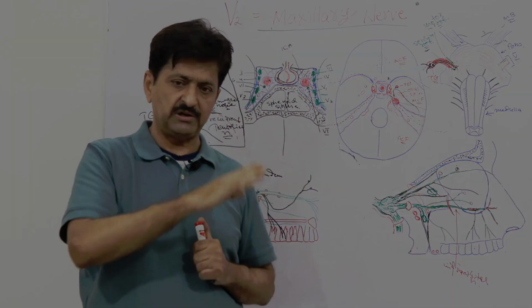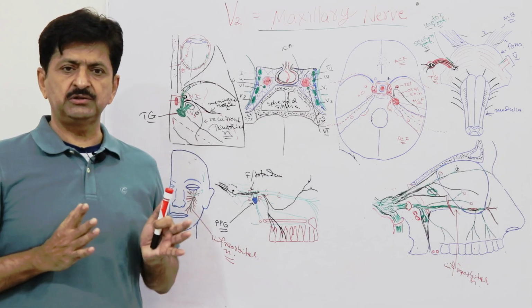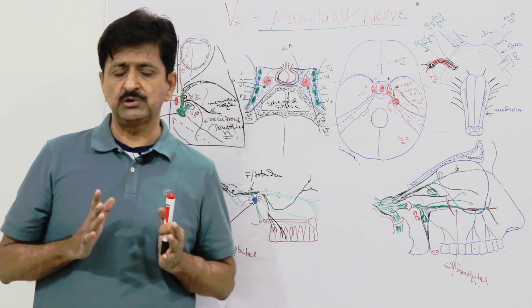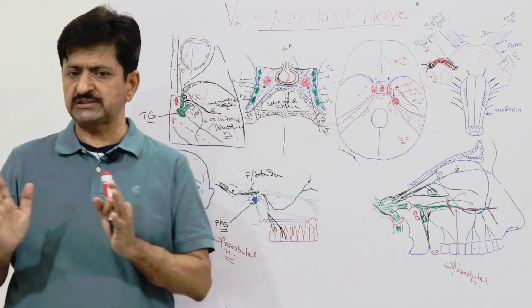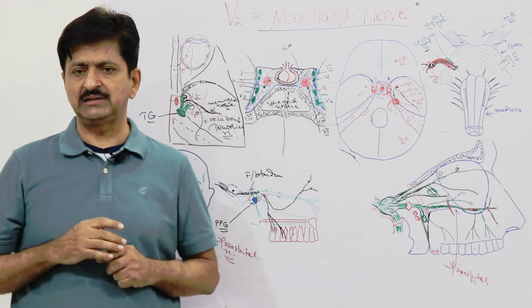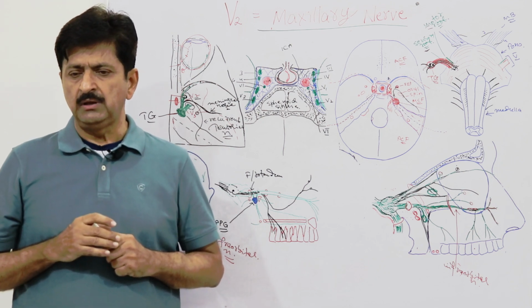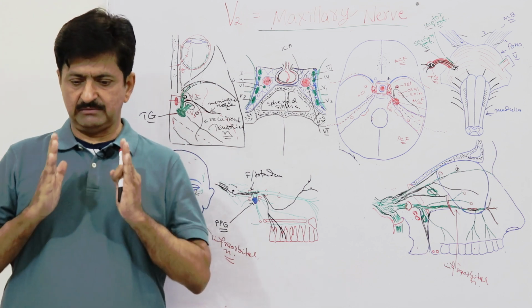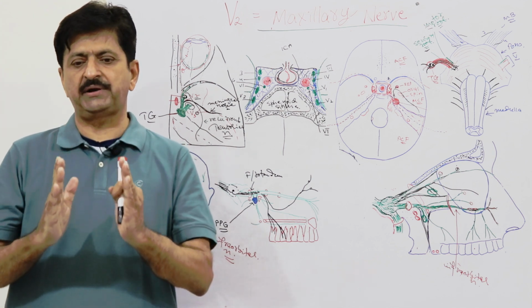purely motor nerves. So now it has entered into the pterygopalatine fossa, where you have to see the boundaries of the pterygopalatine fossa, study them. We have discussed that in a separate class. Now, especially when you are discussing here, the maxillary nerve is passing through the pterygopalatine fossa.